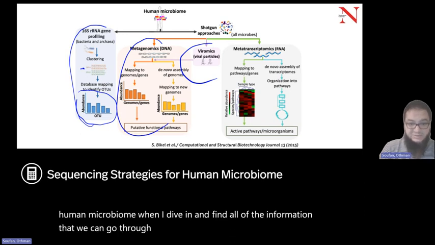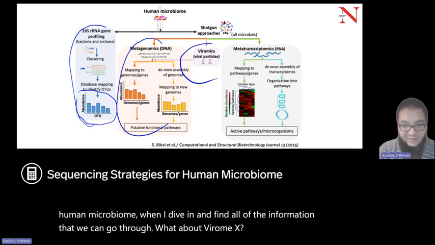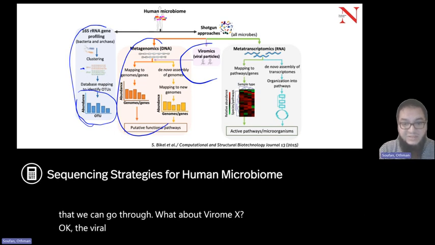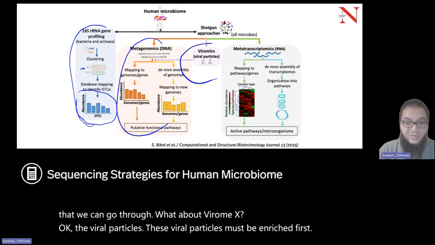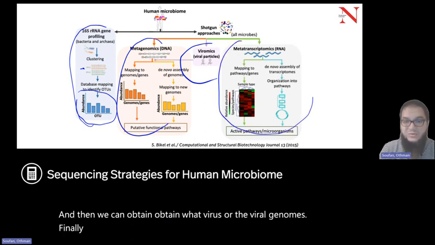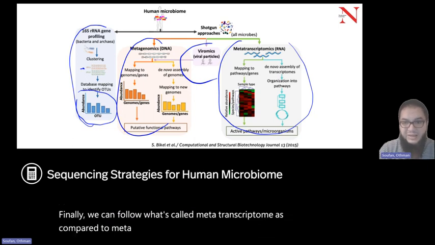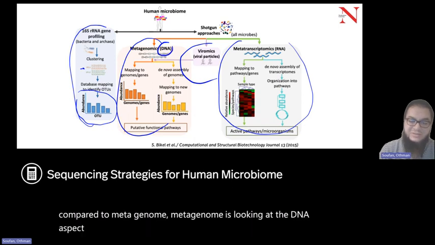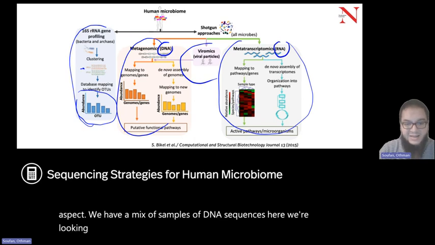What about viromics? Okay, the viral particles. These viral particles must be enriched first, and then we can obtain the virus or the viral genomes. Finally, we can follow what's called metatranscriptome as compared to metagenome. Metagenome is looking at the DNA aspect. We have a mix of samples of DNA sequences. Here we're looking at the RNA sequencing, the RNA level.